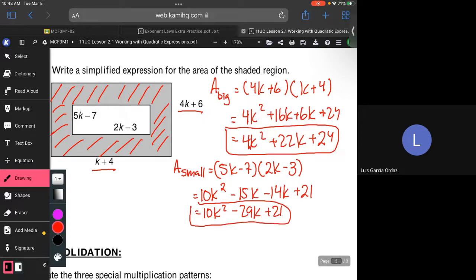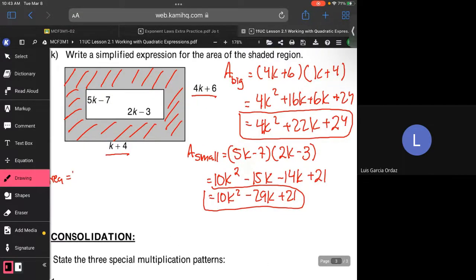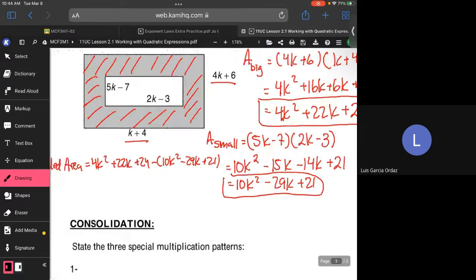Now, if I want to find the area of the shaded region, what do I have to do with the area of the big and the small one? Olivia, subtract. So shaded area is equal to, so we take our expression for the big one, which is 4k squared plus 22k plus 24 minus 10k squared minus 29k plus 21. So because we have that negative outside of the bracket, what happens to everything on the inside now?